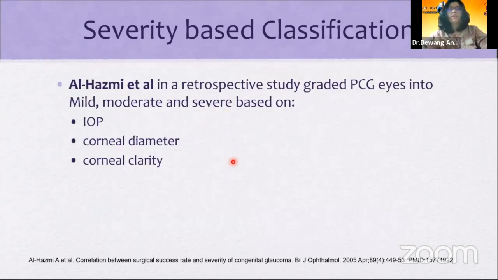So coming on to the next classification. As we all know, in our country as well as the Middle East countries, when patients present to us, they are mostly severe forms. And if we search the literature, there is no classification based on the severity of these. So Al-Azmi et al. very well graded the primary congenital glaucomas as mild, moderate and severe based on the IOP, the corneal diameter, and the corneal clarity at presentation.